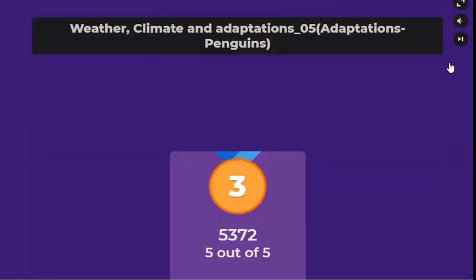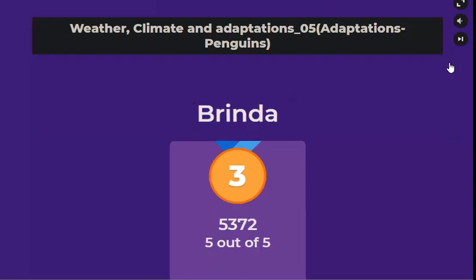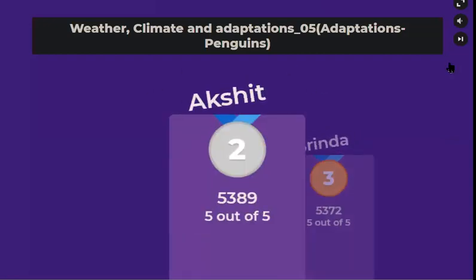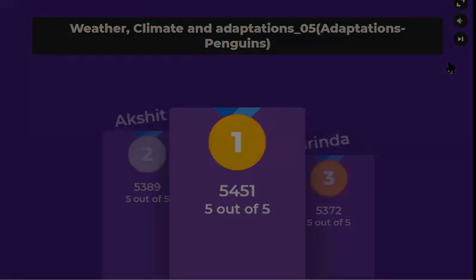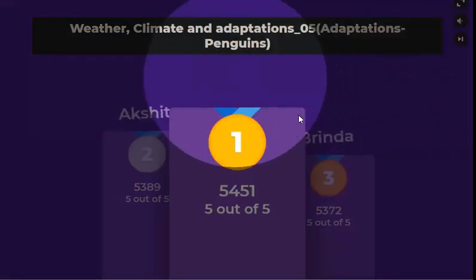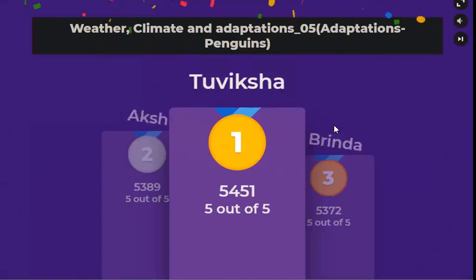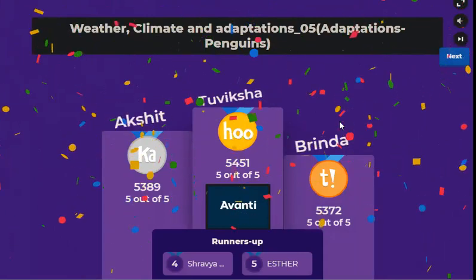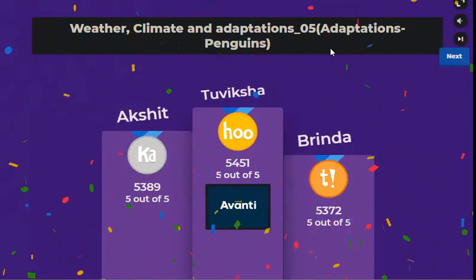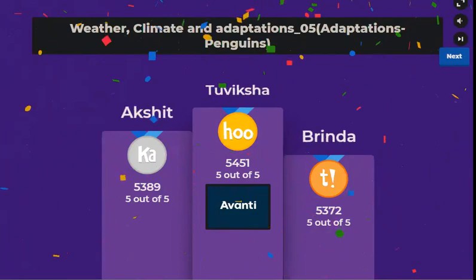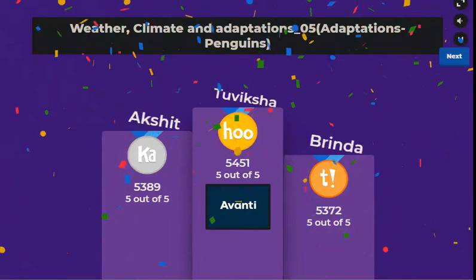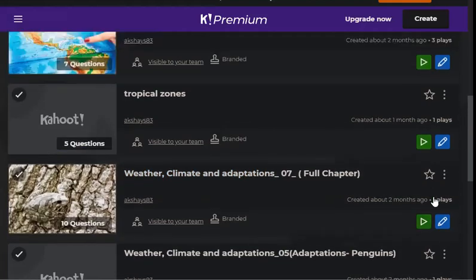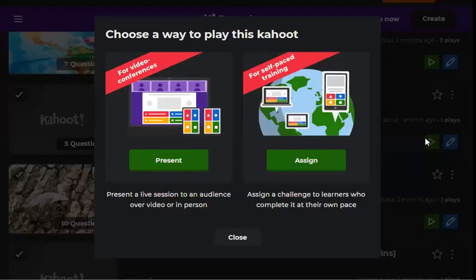Let's see the podium. Who's third place? Brinda. Very good, Brinda. Second place? Akshit. Very good, Akshit. First place, who is first place? Tavishka. Very good, Tavishka. Who is fourth and fifth? Fourth Shabha, fifth Esther. Very good Shabha, very good Esther. Esther and Akshat are top five, second time. Right, next. Tropical zone.